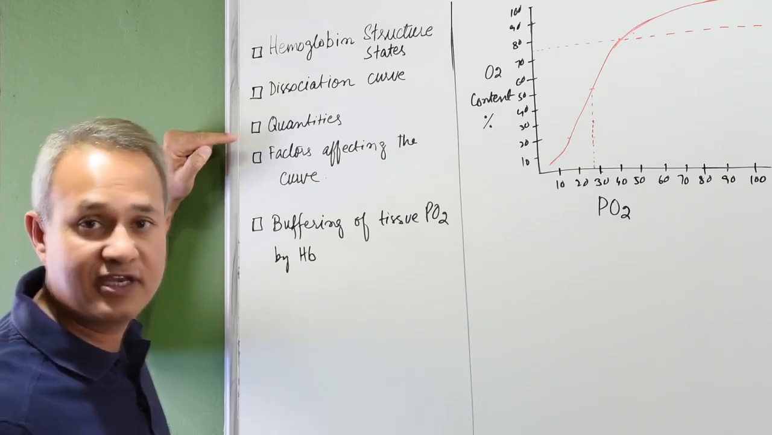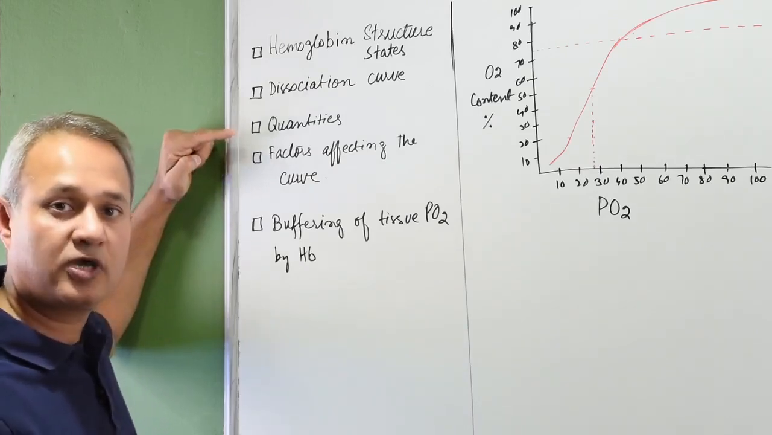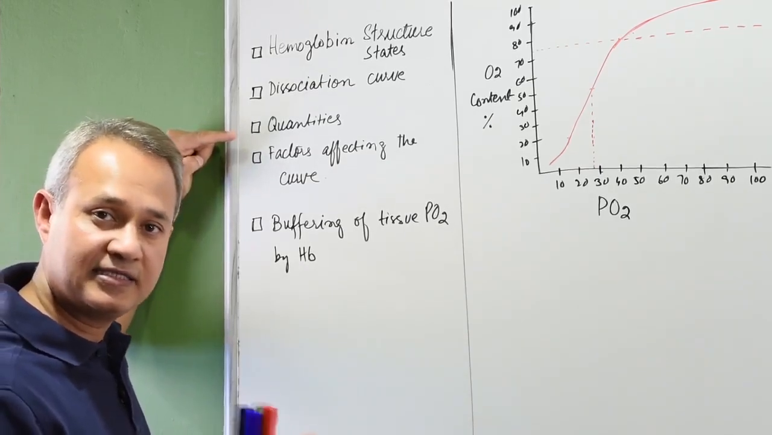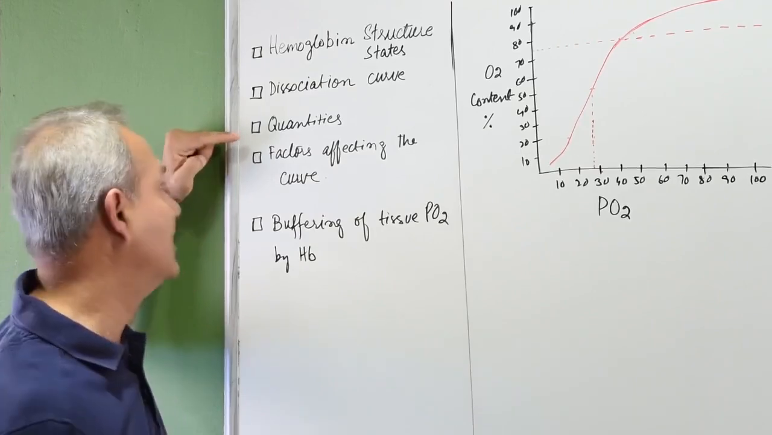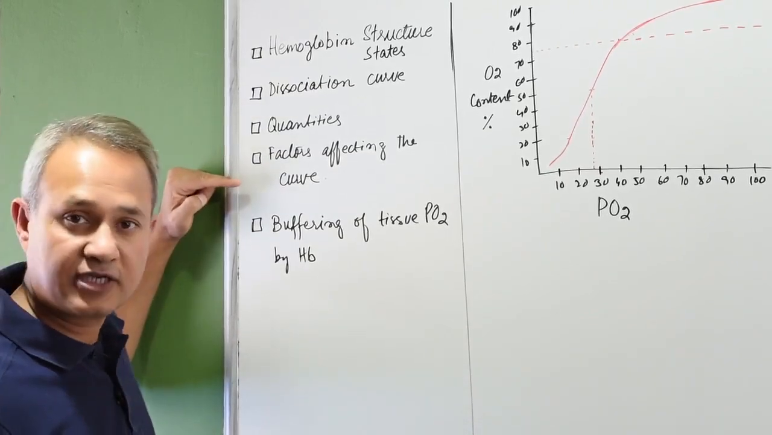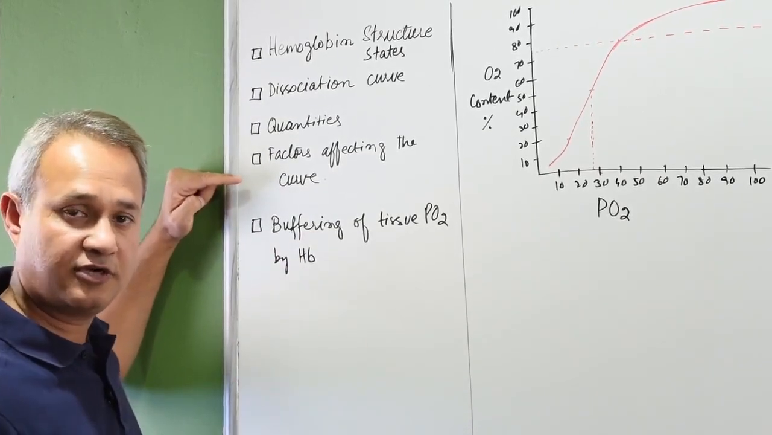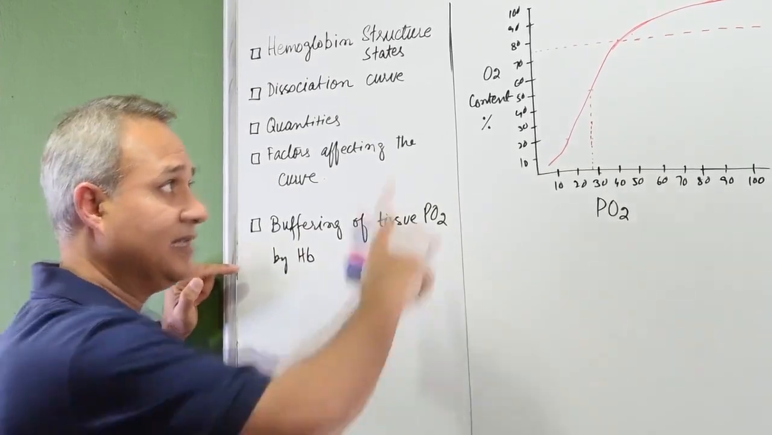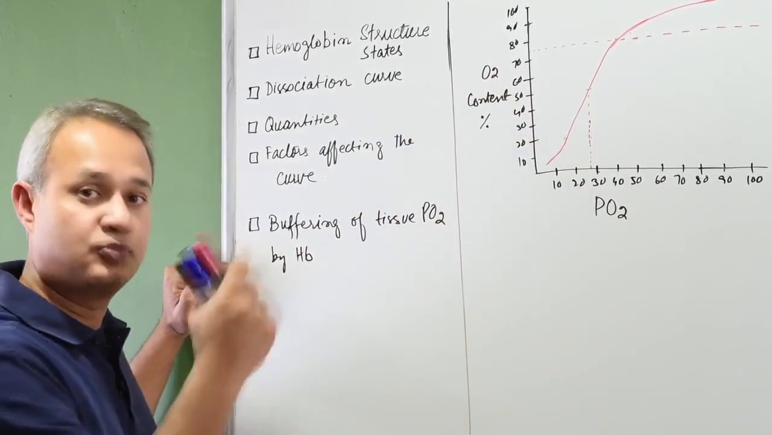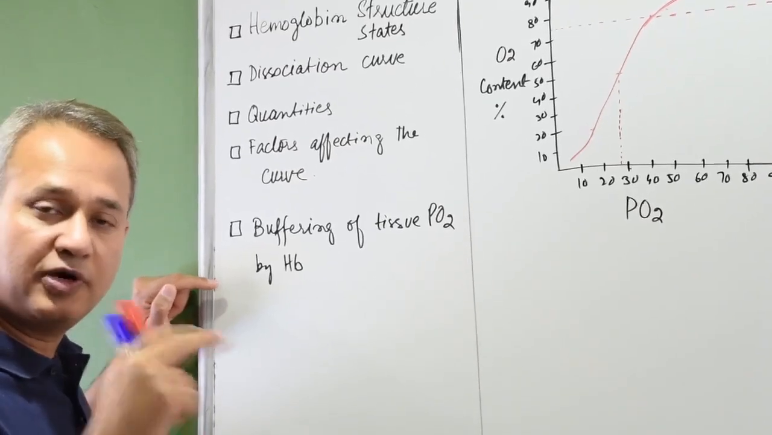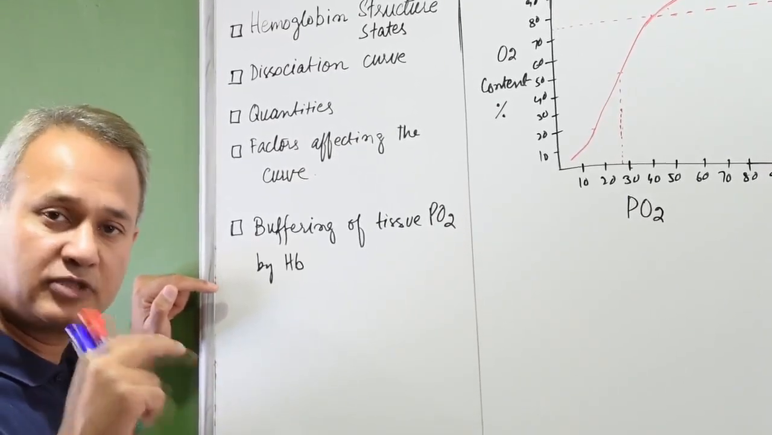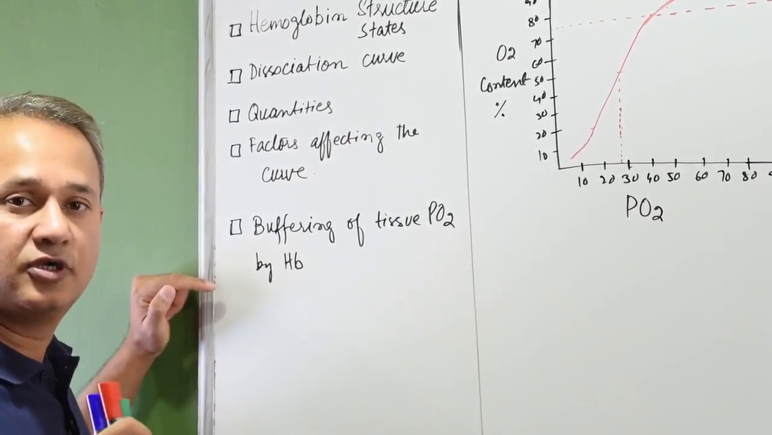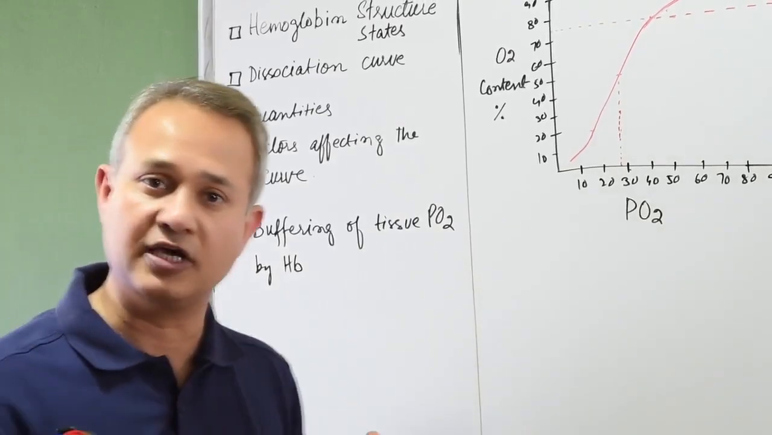Then we'll talk about various quantities of blood and what kind of oxygen that carries and what is the role of hemoglobin in that. Then various factors that would affect the dissociation curve, and finally role of the hemoglobin and this dissociation curve or this property of the hemoglobin to buffer oxygen tension in the peripheral tissues or to maintain the PO2 of 40 in the tissues.